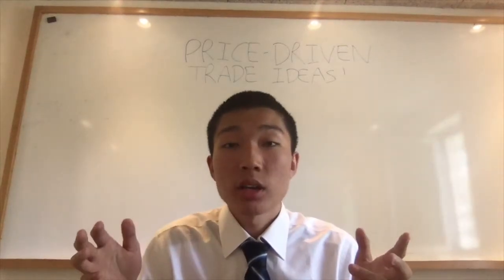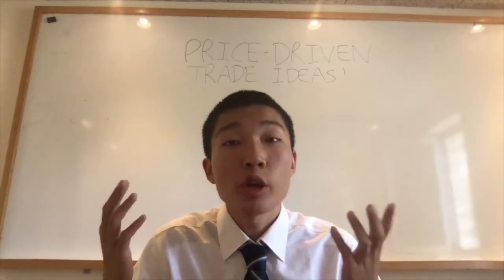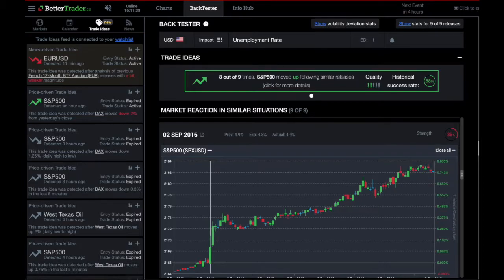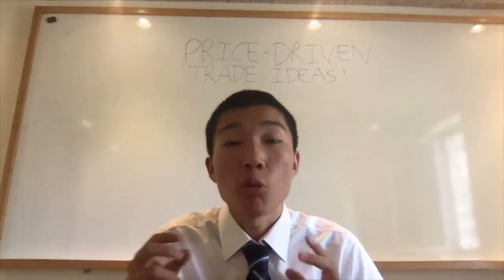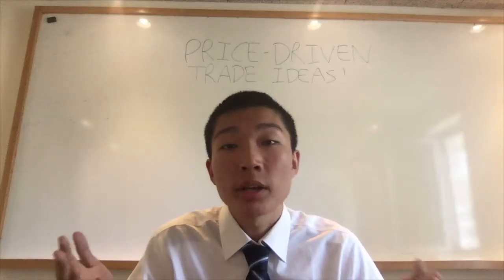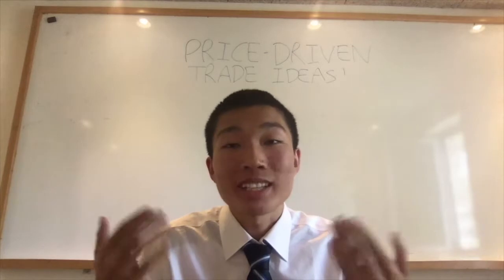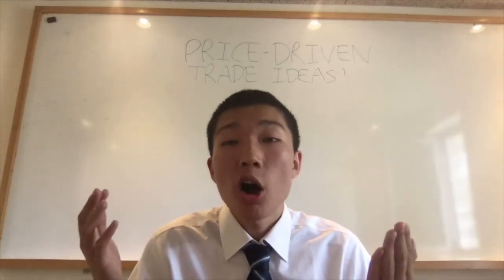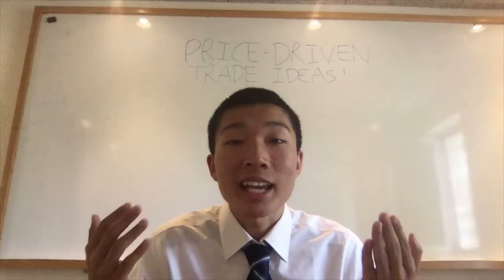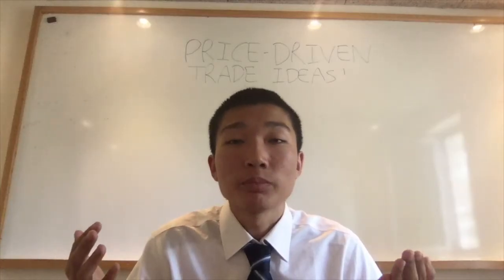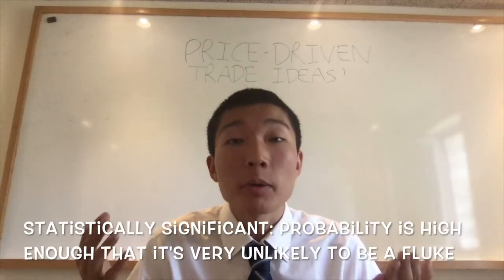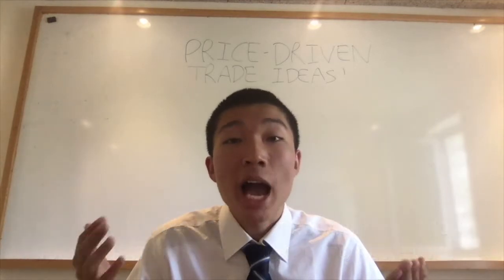Now you might ask, how can one identify the leading and following markets in real time? Well, there's something called a backtester. What a backtester does is you input a scenario, let's say oil moving down 3%, and it'll give you all of the past historical situations where that happened and give you market reactions. For example, let's say the S&P 500 also moved down 17 out of 20 times. That's very good. That indicates a causal relationship. Well, it depends on what you consider statistically significant, but for most people that will indicate a causal relationship, and you should act upon it.